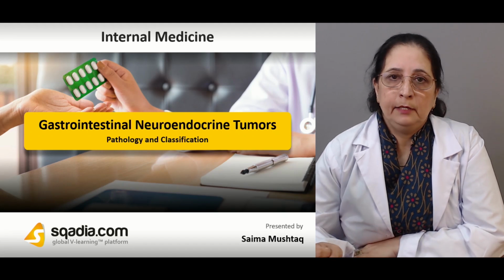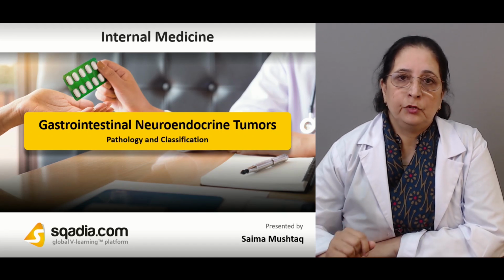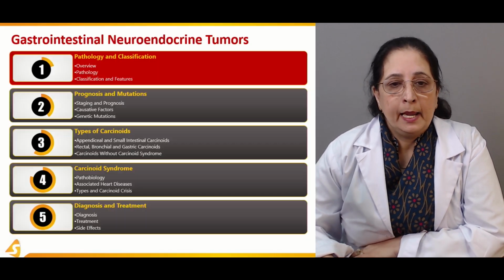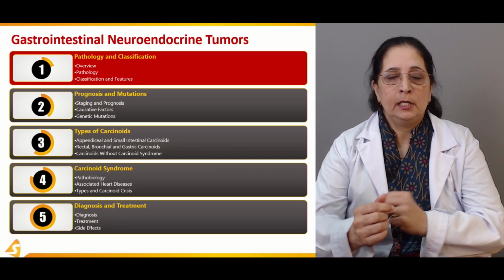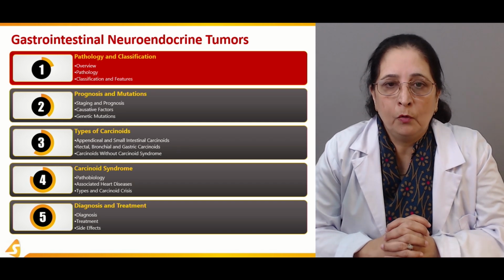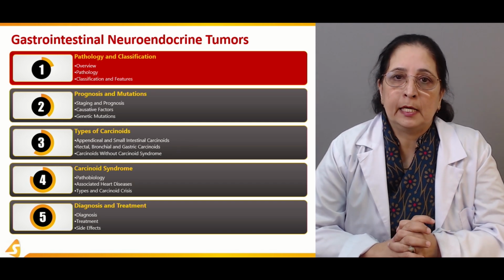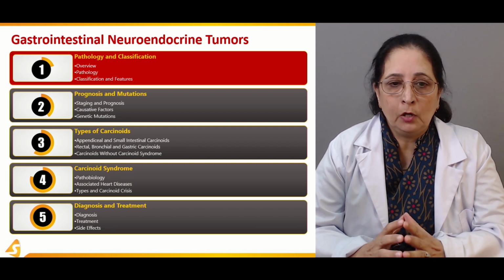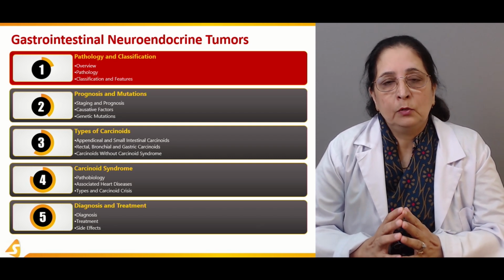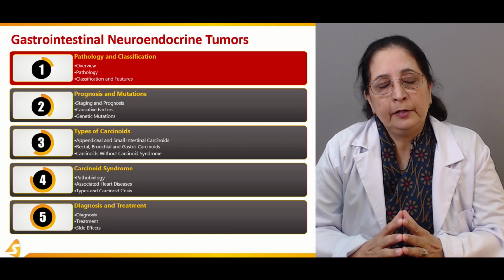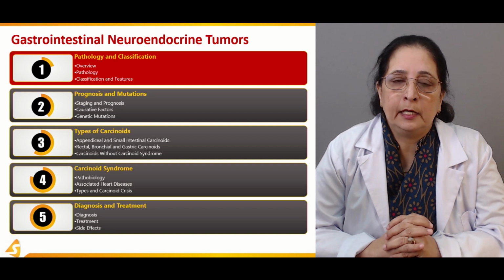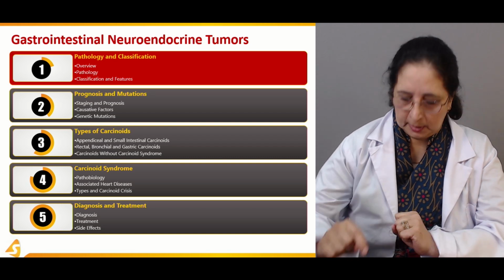Let's begin with the first section of gastrointestinal neuroendocrine tumors. In this section, we will talk about the overview of gastrointestinal neuroendocrine tumors, what the pathology is, and we will also discuss the classification and features of gastrointestinal neuroendocrine tumors.